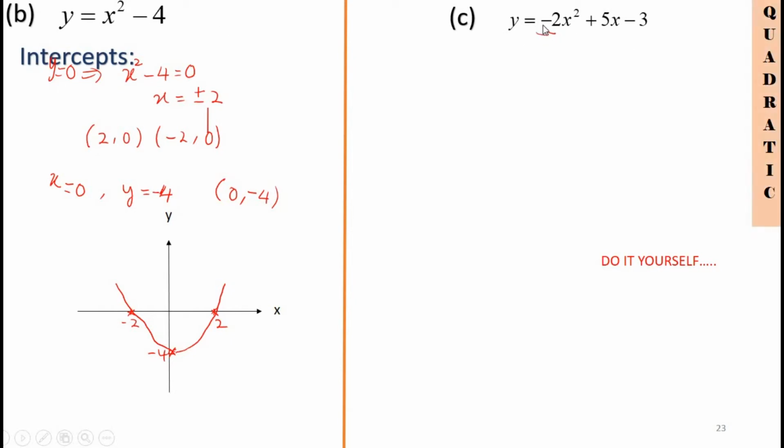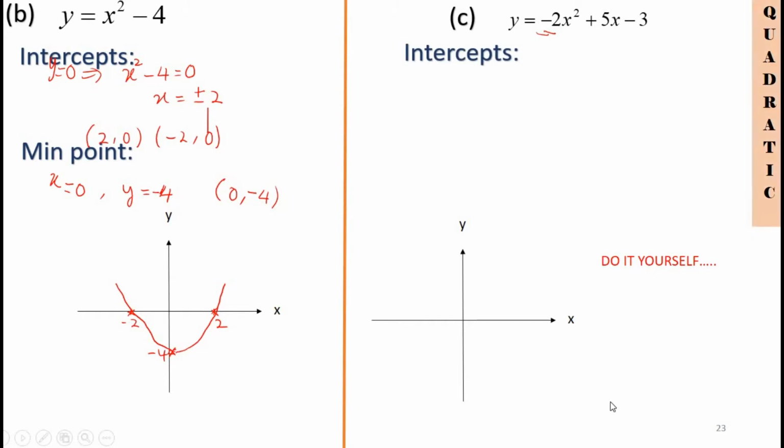If we have y equal to negative 2x squared plus 5x minus 3, again you see the coefficient of x squared is negative 2. So the graph should open downwards. But still you have to find the intercepts and then you plot into the graph. You can do it yourself. You can have a try on this.